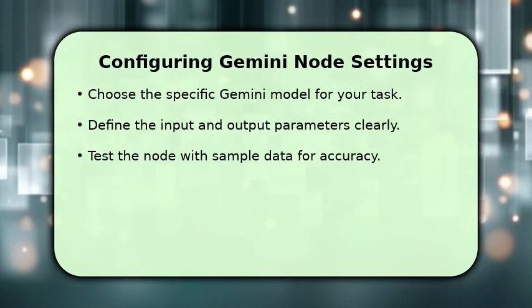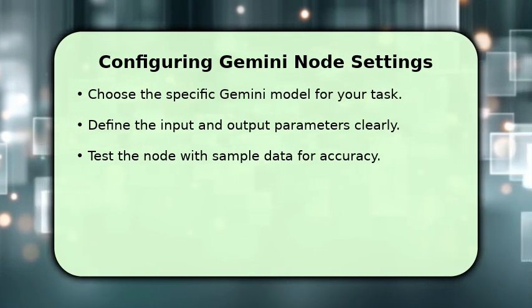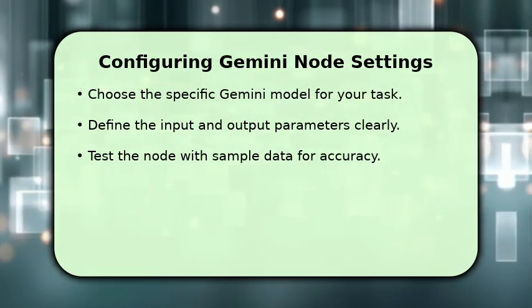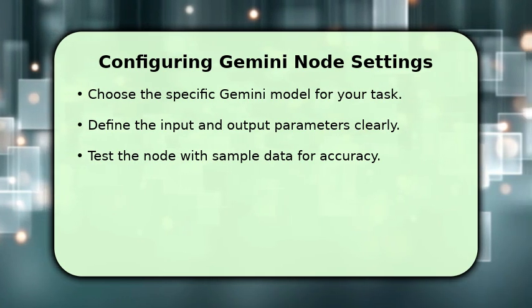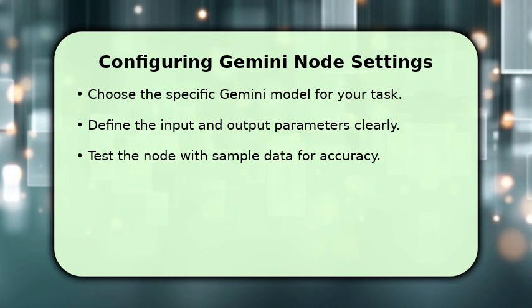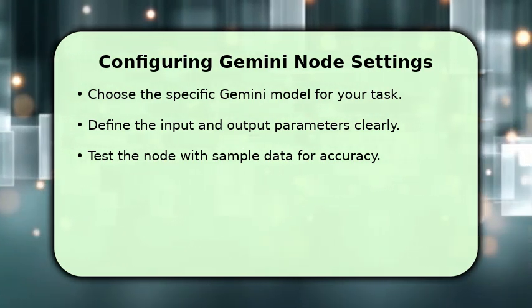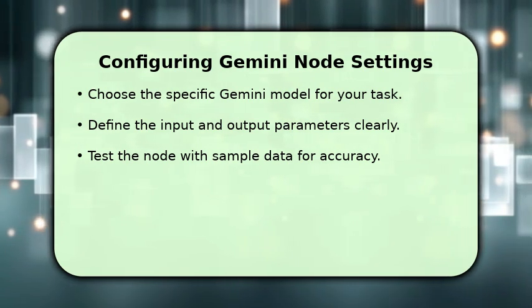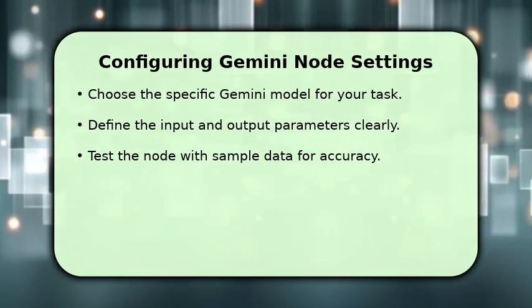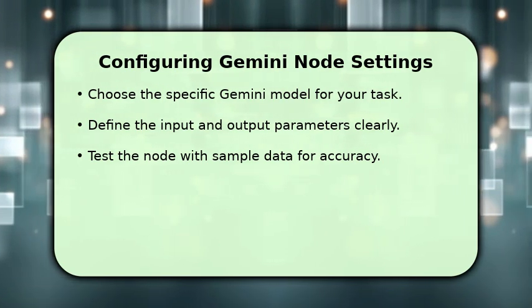With the Gemini node in place, it's time to fine-tune its settings. Select the appropriate Gemini model that best suits your automation needs, whether it's for text generation, summarization, or other AI tasks. Carefully define the input parameters that Gemini will receive and how you expect the output to be structured. A quick test with some sample data will help ensure everything is working as expected before deploying your workflow.